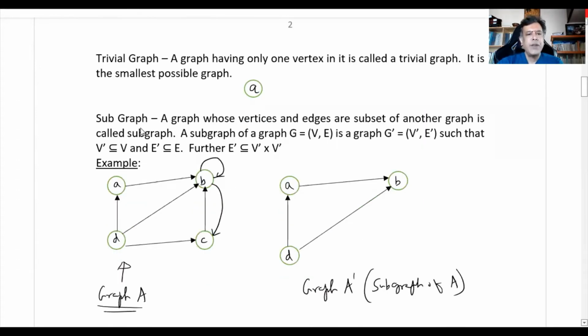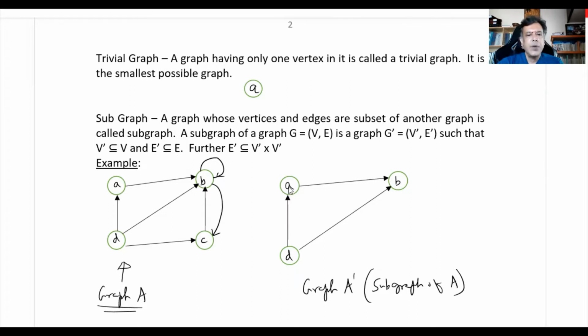Next, subgraph: a graph whose vertices and edges are subsets of another graph is called a subgraph. This is the main graph. This is the subgraph. We call this main graph as graph A, subgraph as graph A dash. In this, we may notice that A, B, C, D, there are four vertices and 1, 2, 3, 4, 5, 6, 7 edges are there.